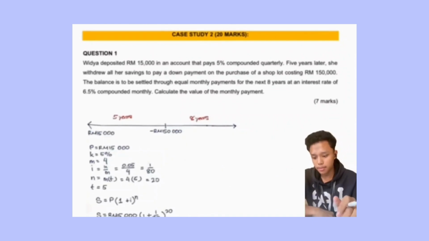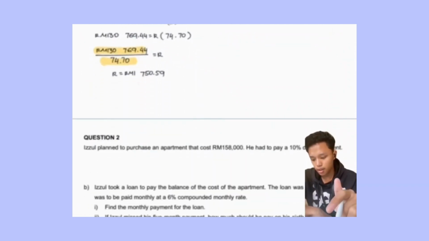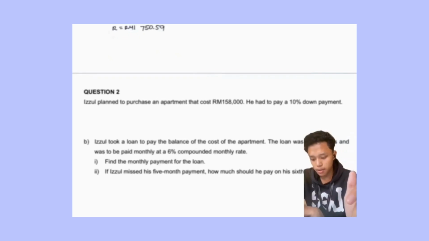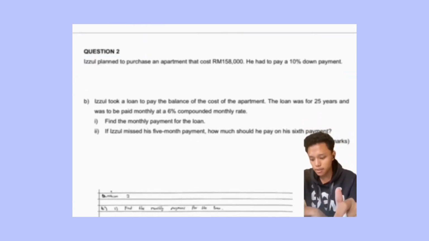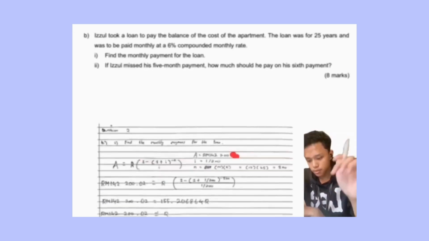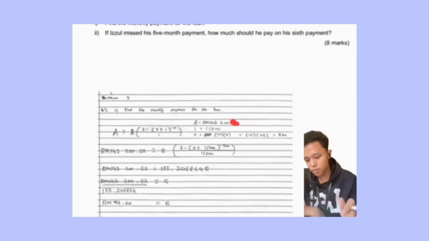Now we're going to look at case study 2, question 2, D. Izul took a loan to pay the balance of the cost of the apartment. The loan was for 25 years and was to be paid monthly at 6% compounded monthly. So first, we have to find the monthly payment for the loan. How we find the monthly payment for the loan is we use A equals R times (1 minus (1 plus I) power of negative n) divided by I. So we got our A is 142,200, I equals 1 per 200, and n equals 12 times 25 equals 300. So we substitute the numbers.